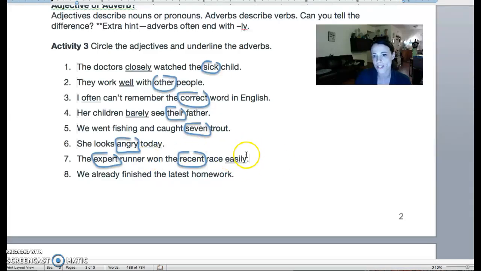No, she won easily. And then finally, we already finished the latest homework. So already is an adverb describing the verb finished. And we have latest. Latest is describing homework. Latest and recent have the same meaning. So latest is describing homework. Homework is a noun, so that means latest is an adjective.